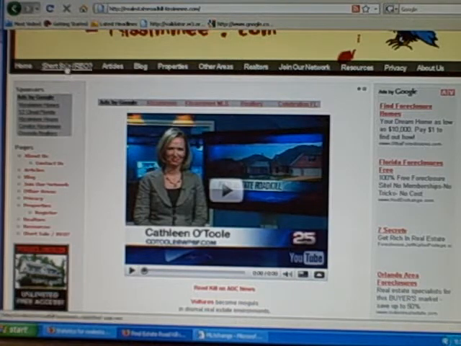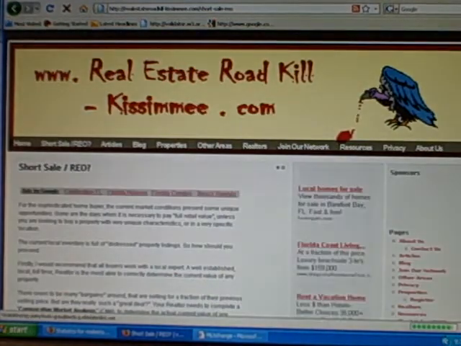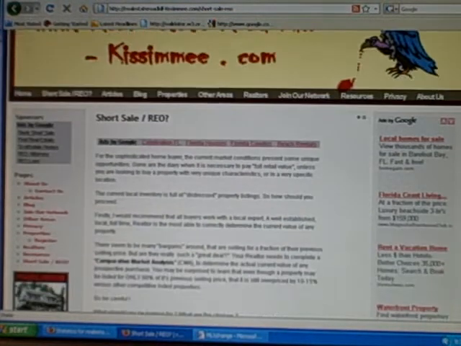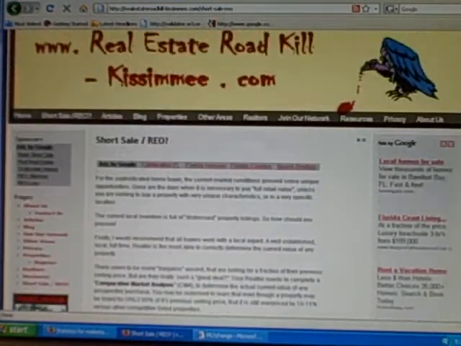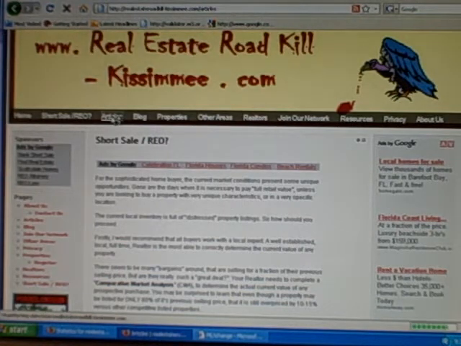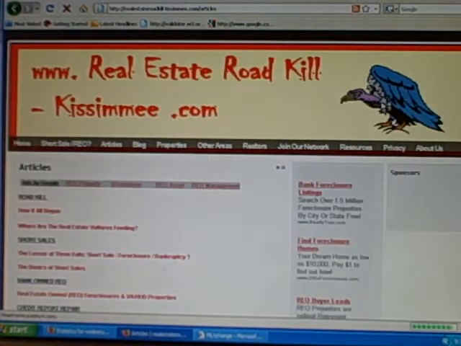The short sale REO page is just really a discussion about the current market and what's involved. What is a short sale? What's a bank-owned REO property? And really what an approved short sale is. We've got the next link, which is a series of articles on various topics.